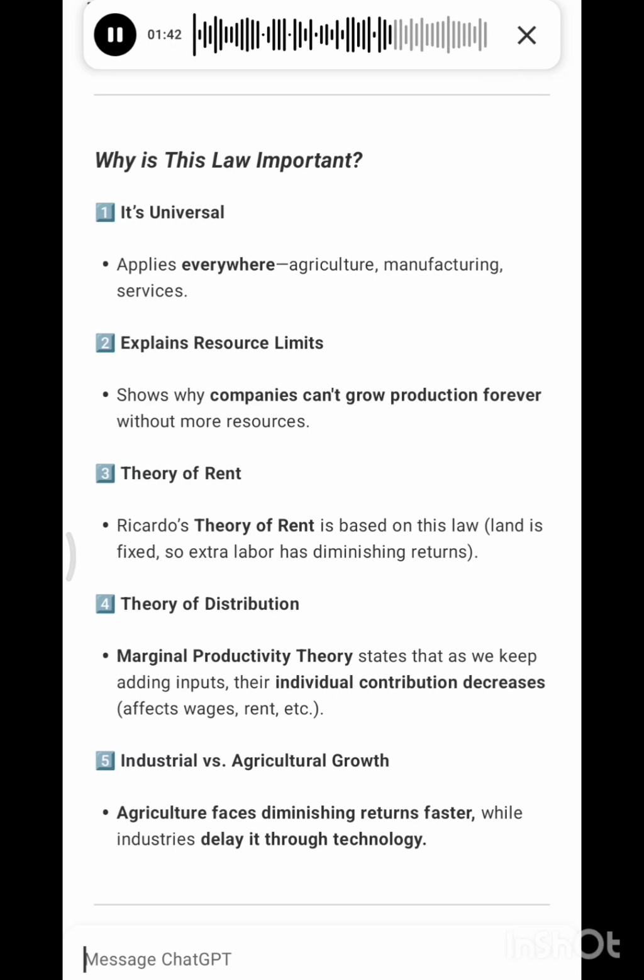4. Theory of distribution. Marginal productivity theory states that as we keep adding inputs, their individual contribution decreases, which affects wages, rent, etc. Industrial versus agricultural growth. Agriculture faces diminishing returns faster, while industries delay it through technology.